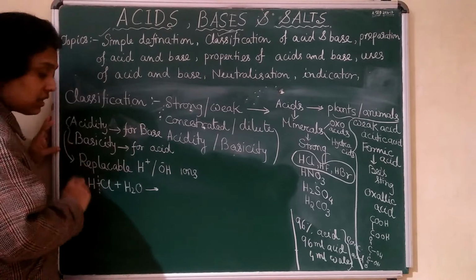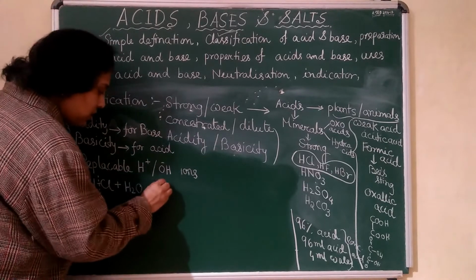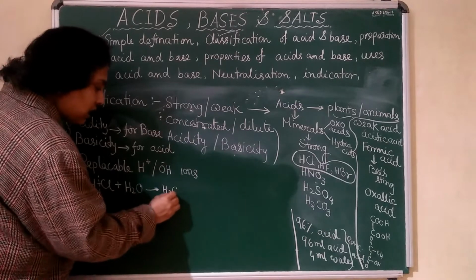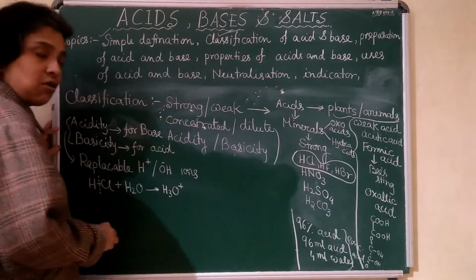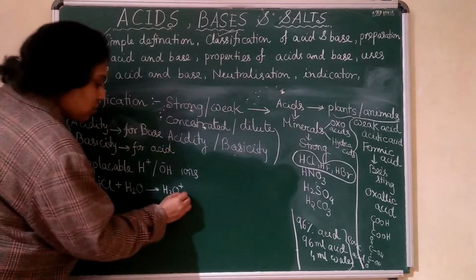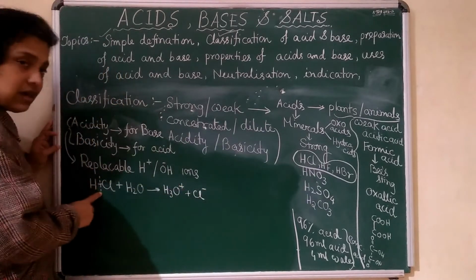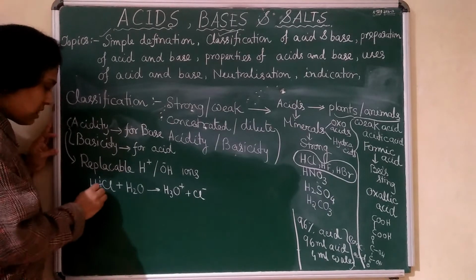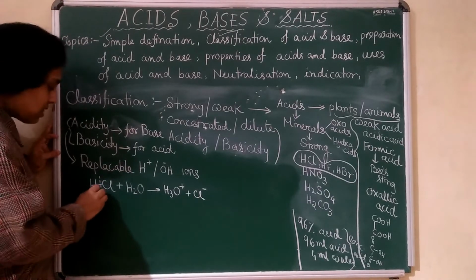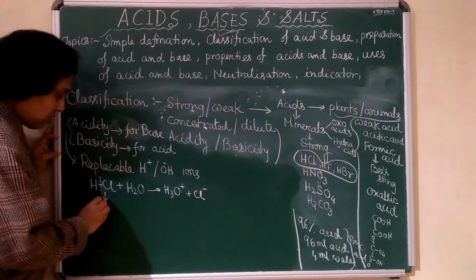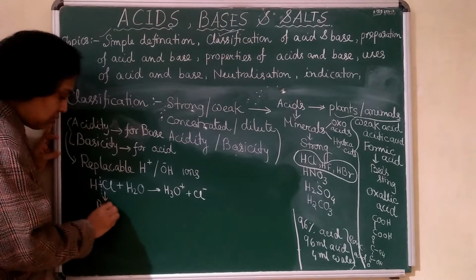So what will it be? It will give you one H plus, and that H plus will join with water and give you H3O plus. Just now we have seen. So how many H plus were removed? Only one. As one H plus ion is removed, so this is an acid. So its basicity is 1.